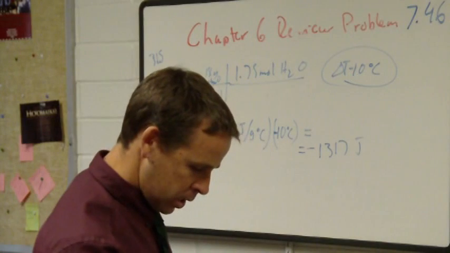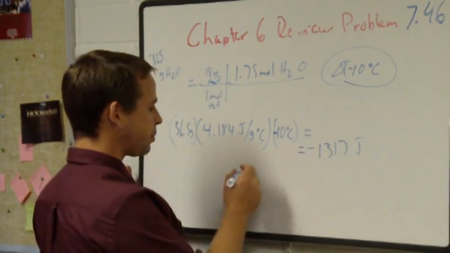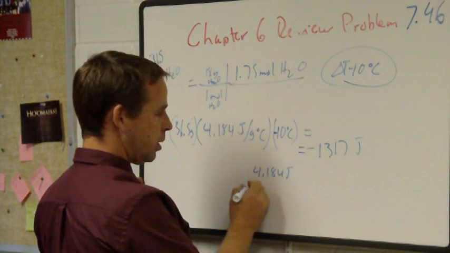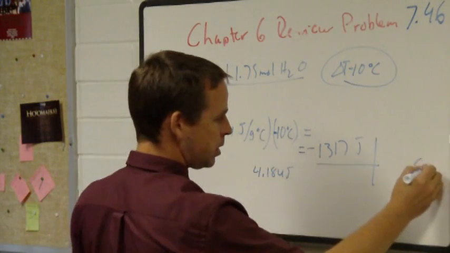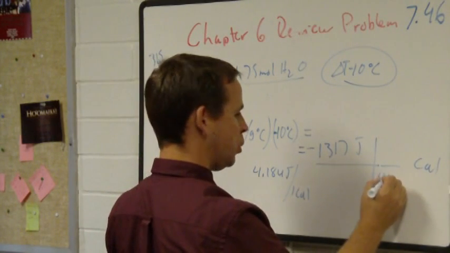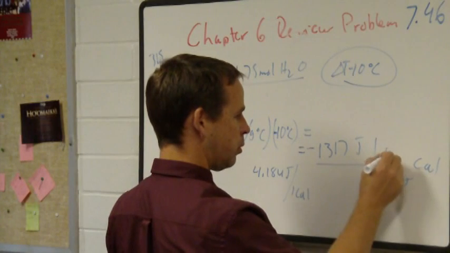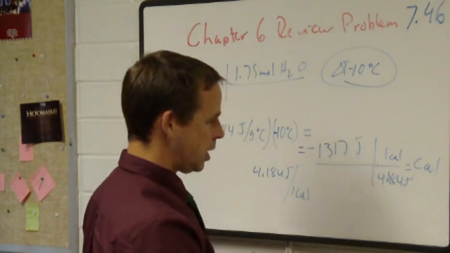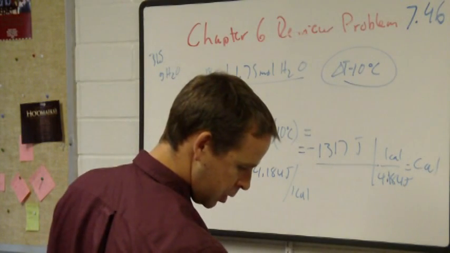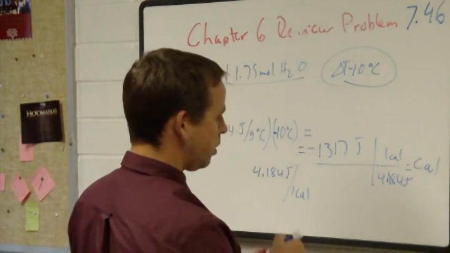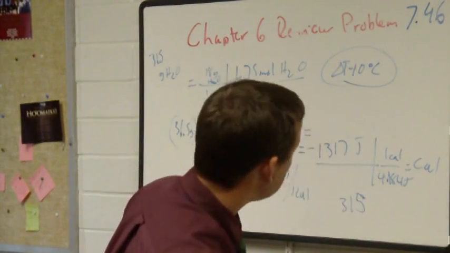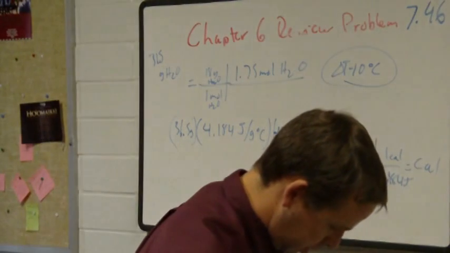All right? And in terms of calories, well, there's 4.184 joules for every 1 calorie. So if we want to convert this to calories, 4.184 joules for every 1 calorie. So if we take that 1317 and divide it by 4.184, then we're going to get 315 calories.